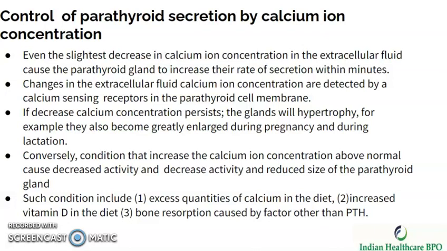Conversely, conditions that increase the calcium ion concentration above normal cause decreased activity and reduced size of the parathyroid gland. Such conditions include excess quantity of calcium in the diet or increased vitamin D in the diet, and third, bone reabsorption caused by factors other than PTH, that means parathyroid hormone.